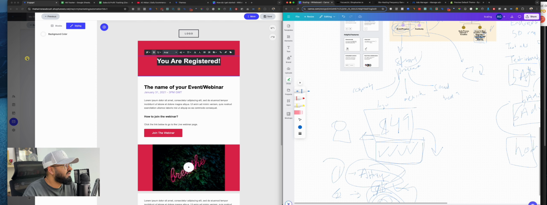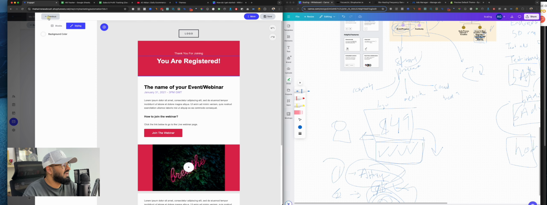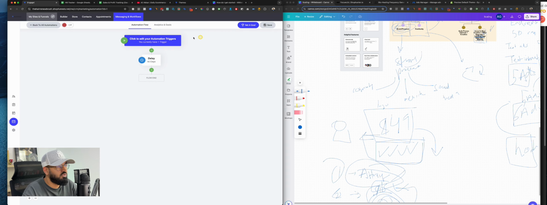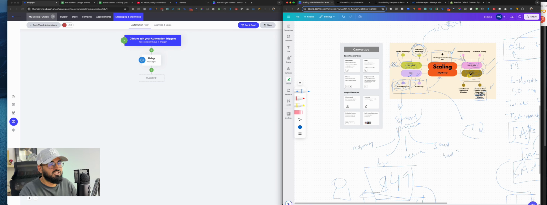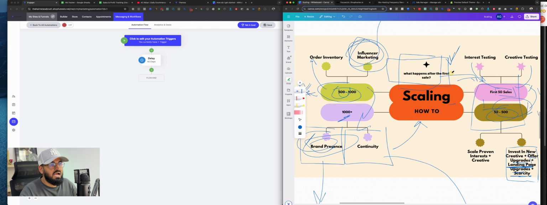Unfortunately, on Shopify, to do any of this, you're going to need Klaviyo, XYZ. If you use ShopFunnels, it's all built in here. So this is what I mean. This is how to scale. This is how to go from 0 to 1,000 orders.